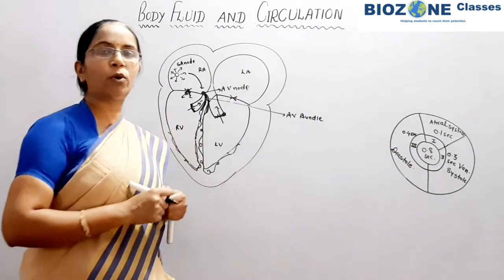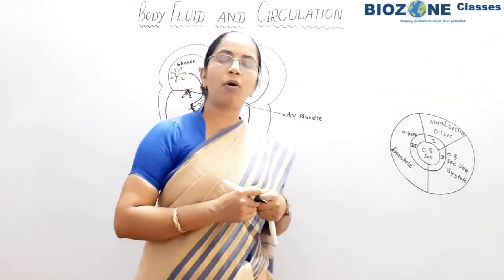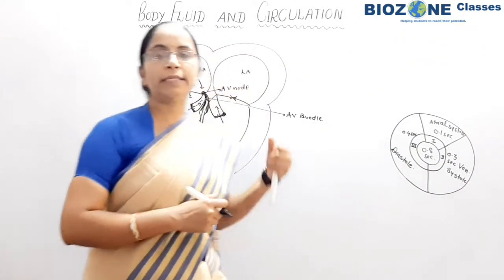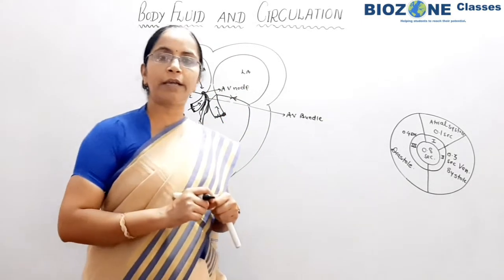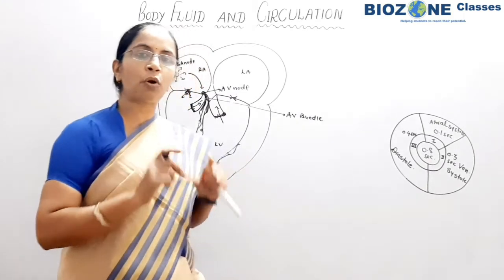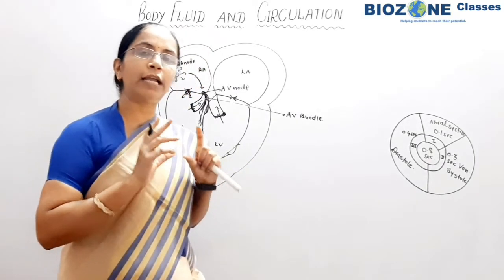That impulse is for the diastole, or we can say repolarization begins at the SA node, and now both auricle and ventricles come into a diastolic condition, that is, they are in a relaxed state.